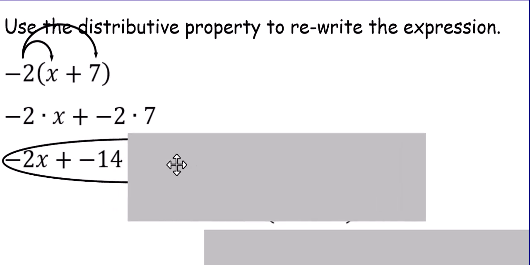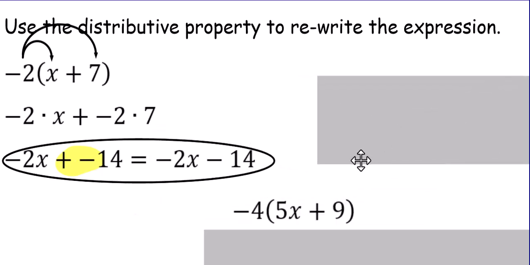Now we can leave our answer as negative 2x plus negative 14, but typically we will replace plus a negative with subtraction. I know a lot of the high school textbooks will require you to write it like that, so it is good for us to take a look at this now. So we can rewrite negative 2x plus negative 14 as negative 2x minus 14. Those two answers are equivalent, but again, we can replace plus a negative with subtraction.